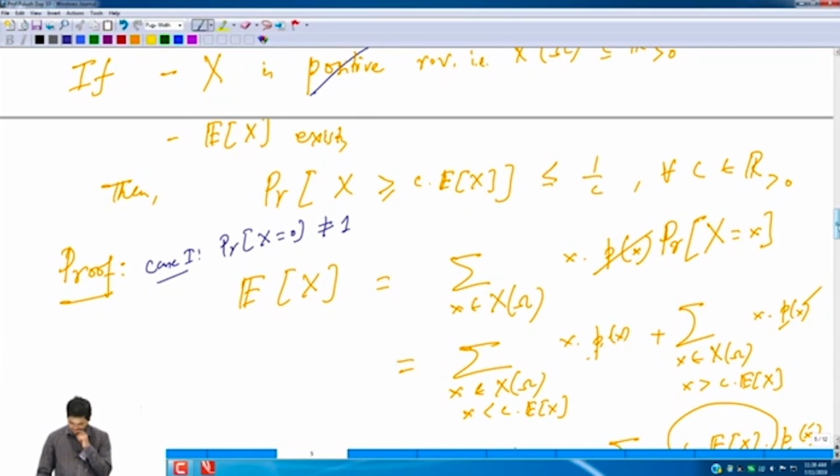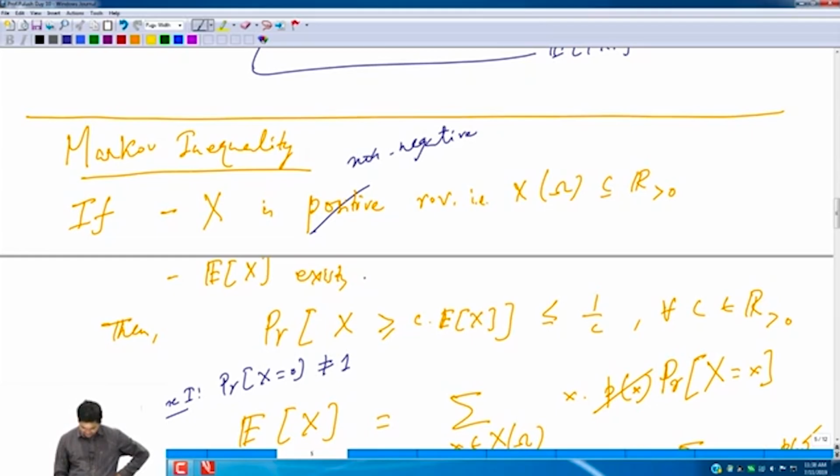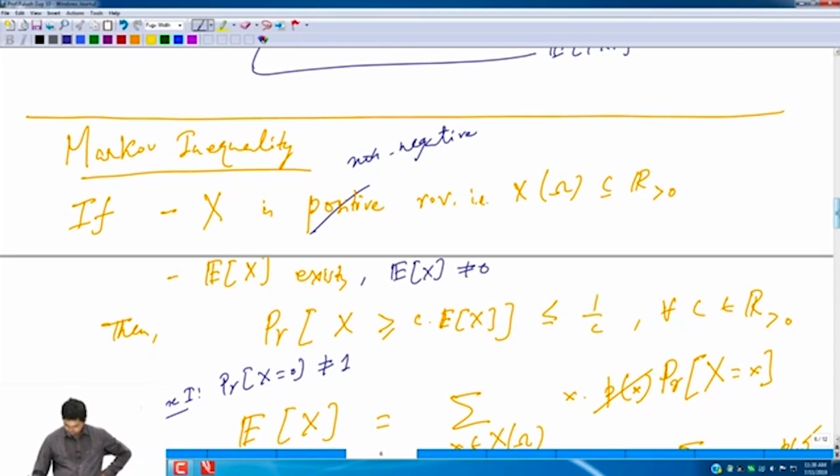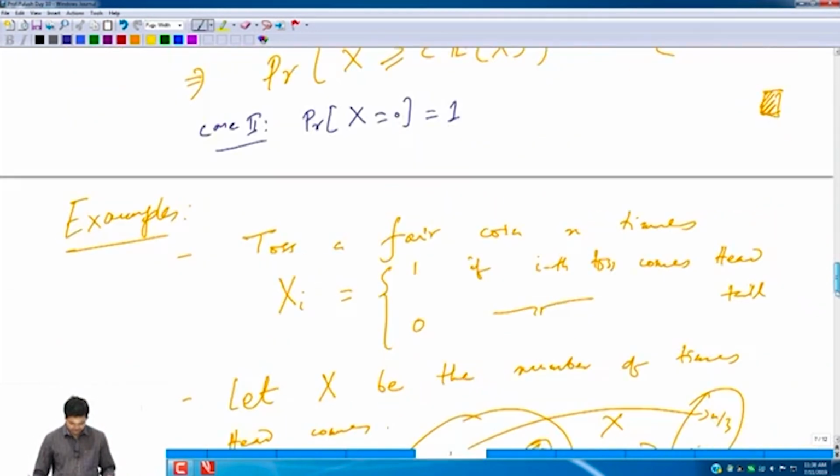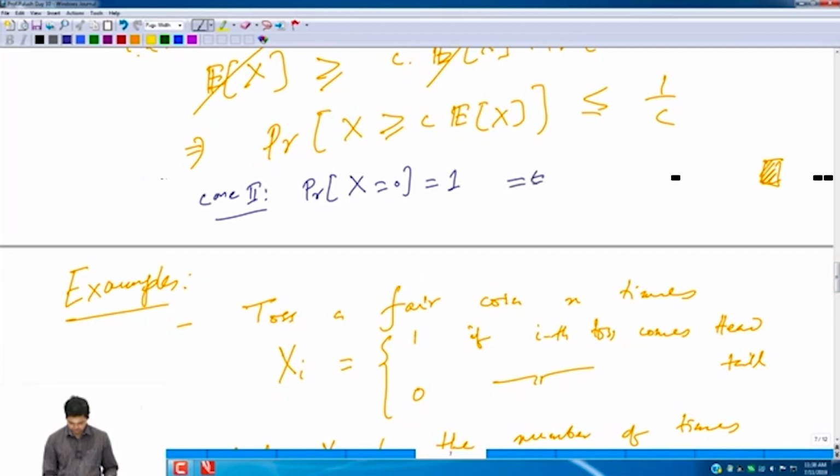No, sorry, I am missing something. Yeah, if expectation of x is 0, then it does not satisfy. So let's assume expectation of x exists and expectation of x is not equal to 0. Because if expectation of x is equal to 0, then probability that x is greater than or equal to 0 is actually 1. This is really a marginal case, and for case 2 it's a contradiction, because expectation of x is 0 in this case.